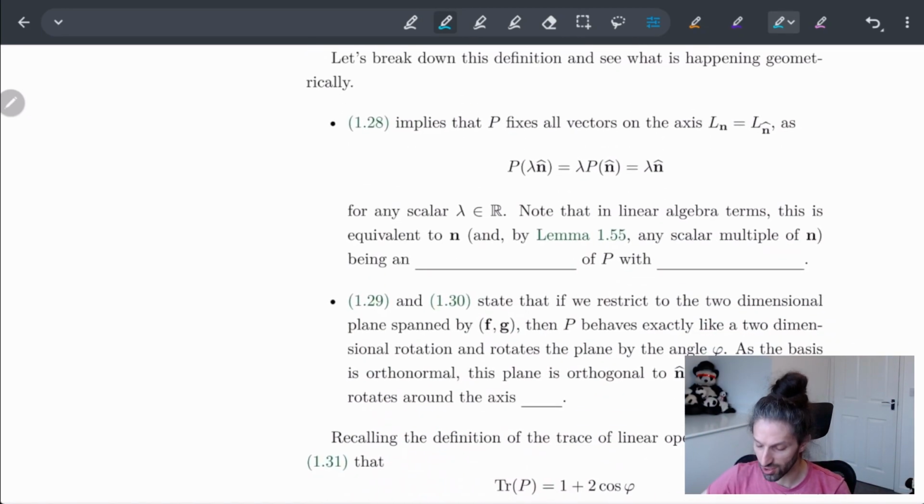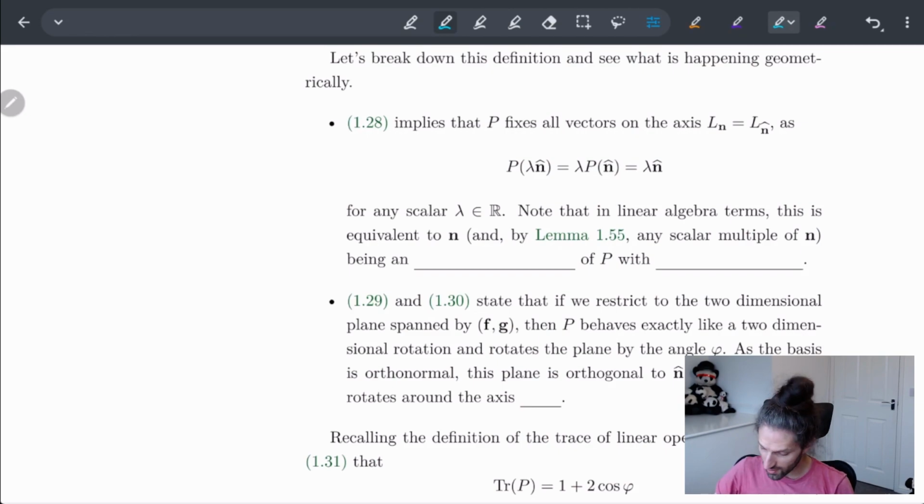So let's break down this definition and see what's happening. So the first thing is that all the vectors on this line stay exactly where they are, right? So on the axis of rotation, everything stays exactly where it is. And that's because we can just take the lambda of a vector, pull it outside the linear operator, and then operating on this n gives us exactly n. So this is identical to n in linear algebra terms, because the scalar multiple of n doesn't really do anything.